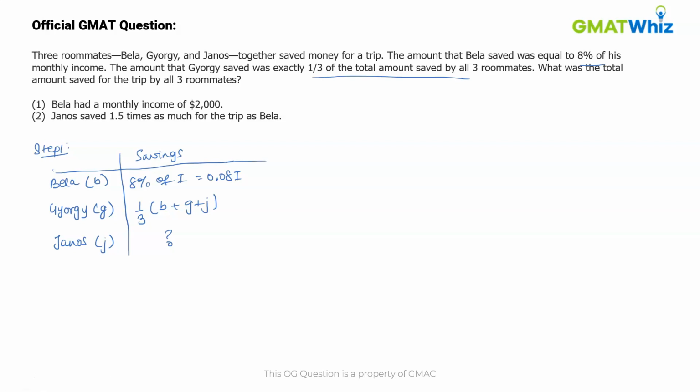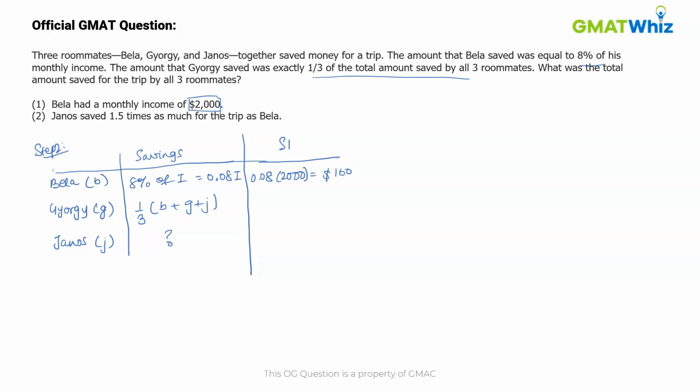So we move on to analyze the statement 1. So step 2 is the analysis of the statements. Let's write down the information that we can get from statement 1. So in statement 1 we are given that Bela had a monthly income of $2,000. So from the question we know that savings can be written as 0.08 into I. Now the value of I is given in statement 1, which is $2,000. So we can find out the savings by multiplying 0.08 into 2000, which gives us $160.